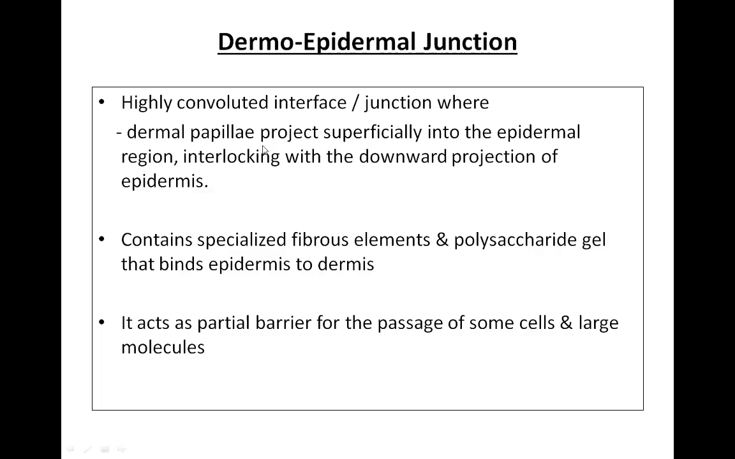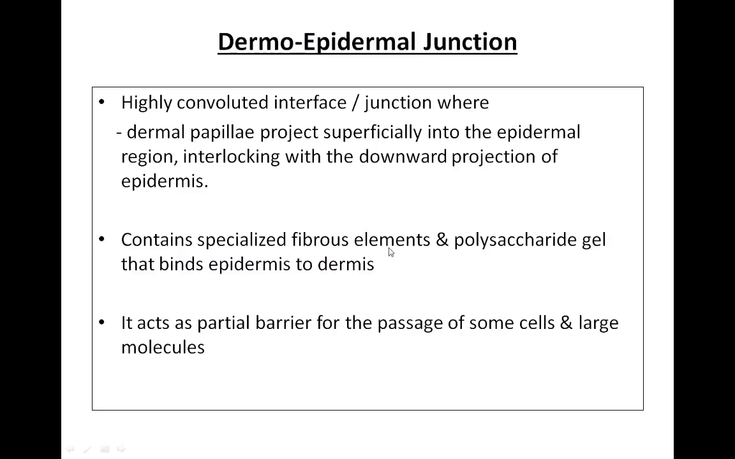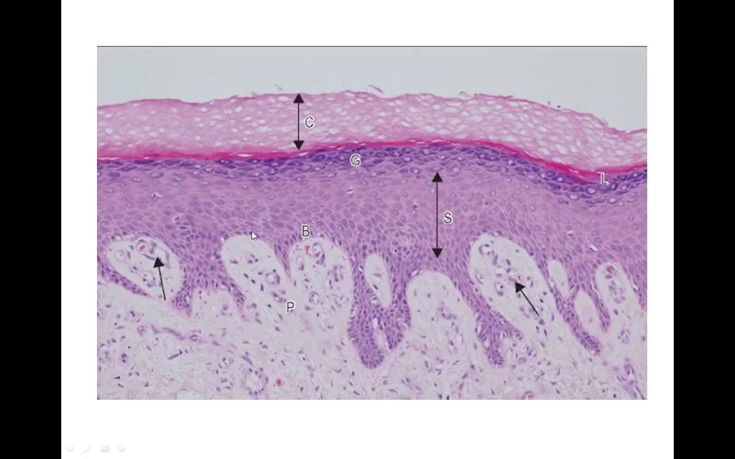Some dermis is elevated into the epidermis, and epidermis again invades into the dermis. So there are elevations of the dermis and depressions of the epidermis. The junction contains specialized fibrous elements, which ultimately bind the epidermis and dermis. It acts as a partial barrier for the passage of some cells and large molecules. So the dermo-epidermal junction acts as a barrier also.